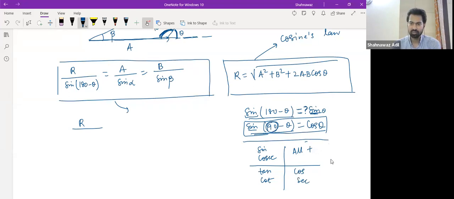So do not confuse. Yeah, okay, you are getting confused. So these are the quadrant rule, right?